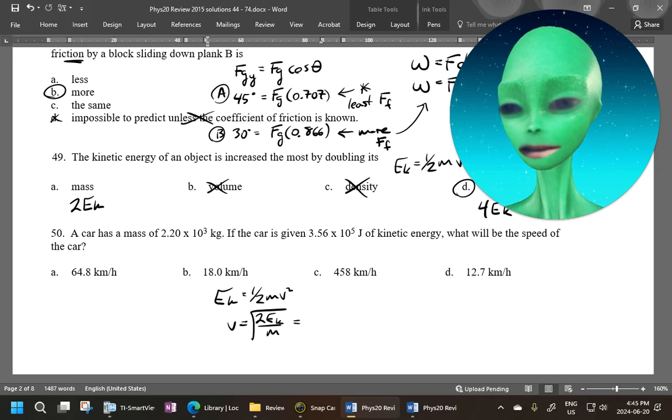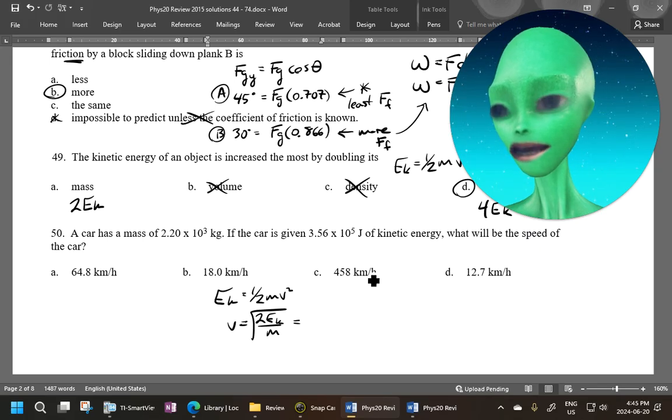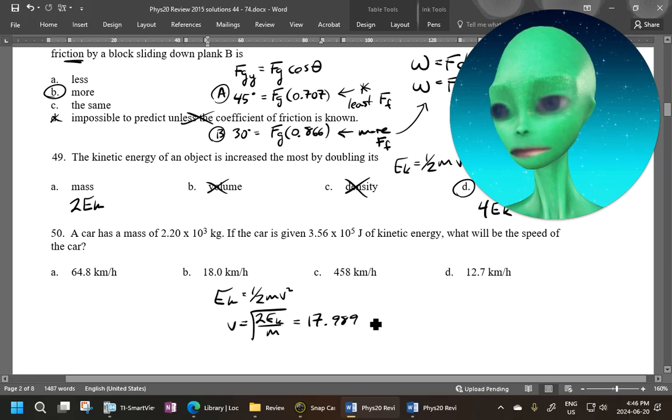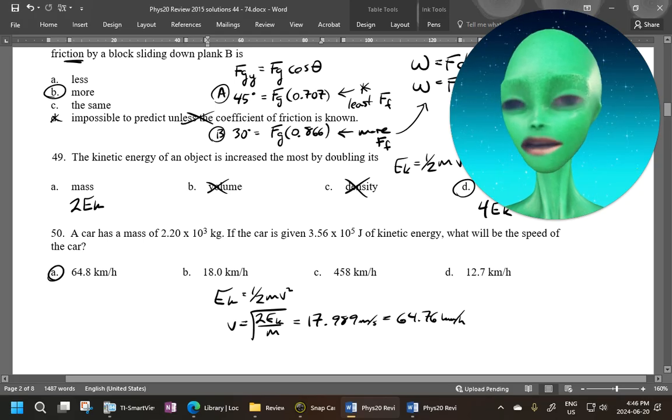So I get about 17.98. Let me just write that down. Meters per second, but remember I want to change it to kilometers per hour here. So I get 64.76 kilometers per hour, which is going to be A. Don't have to change in these units, no.